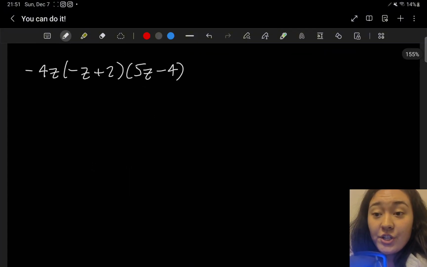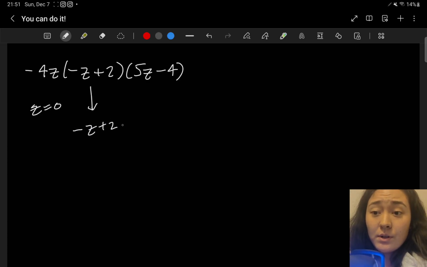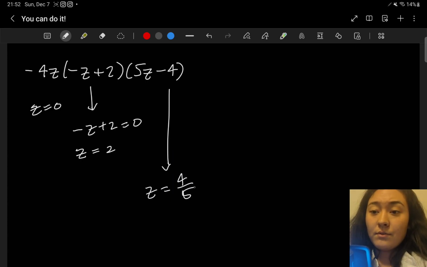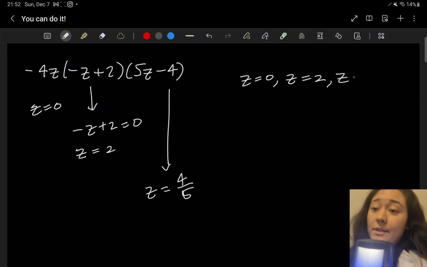So, last question, which is question 20. Z equals 0, and then we have a negative right there on the z plus 2, so z is just equal to 2, because if you replace the z, it will be a negative 2 automatically. And then we have z is equal to 4 over 5 there, for the same thing like that I explained in the last question. That's our answer.